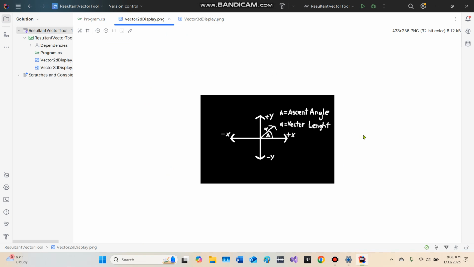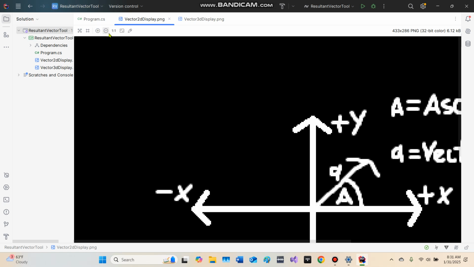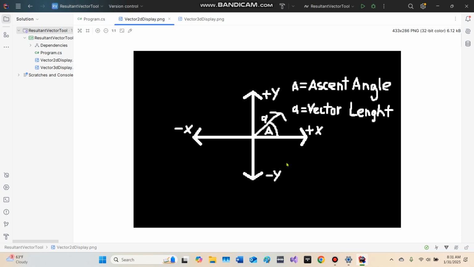So what you're looking at here is what the 2D vector looks like. This vector, we can call it vector A if you wish, has a magnitude, which is lowercase a, that's the length of this, and it has an angle with respect to the x-axis, particularly due east positive. That is capital A, the ascent angle, theta.